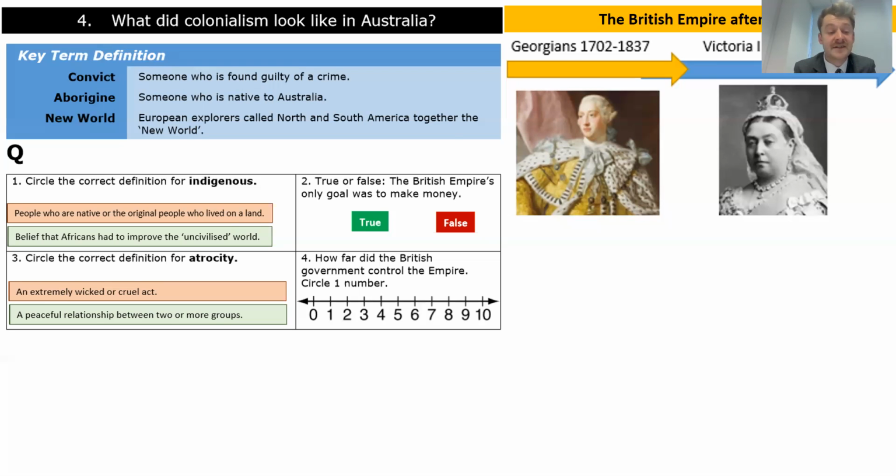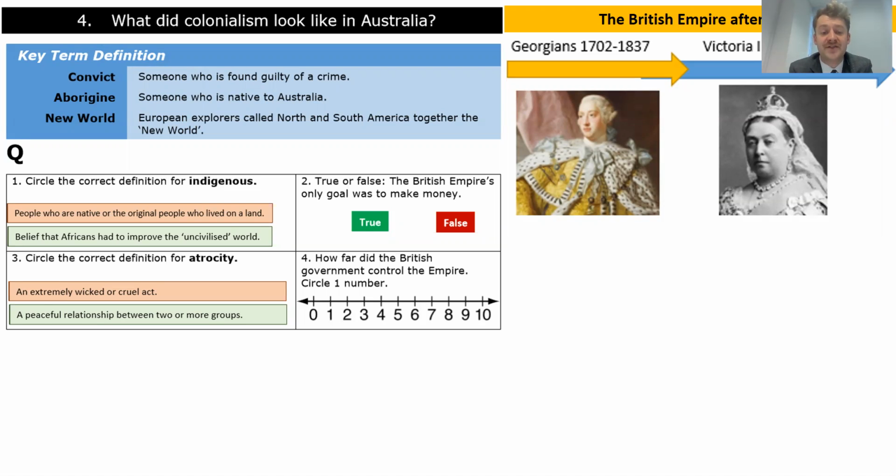Okay, so we'll go through the Quizlet now, guys. So, first one, circle the correct definition of indigenous. So that is the first one. So people who are native or the original people who lived on a land, okay? And those are indigenous people. We often call them indigenous tribes, okay? But those are people who were there originally, who were there before the colonial settlers turned up. Okay, remember a colonial settler is someone who has migrated from an empire from another country and moved to another one, okay?